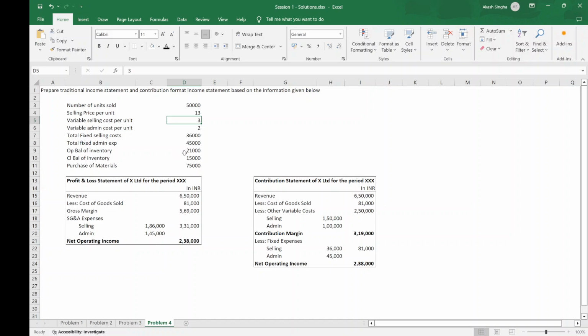That will be opening balance inventory plus purchase of inventory minus closing balance inventory. So 75 plus 21 is 96 minus 15 is 81. Okay. So we'll get gross margin, and from that gross margin we have to calculate selling cost per unit, which is 3 into 50,000. So wait a minute.